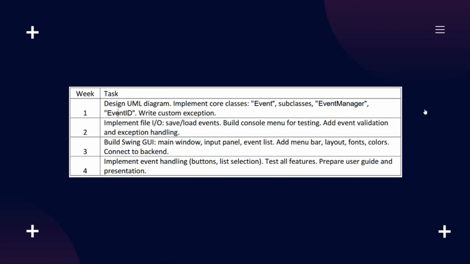For week 3, we developed the full Swing GUI and connected it to our tested backend. And last, week 4, we focused on integration testing and preparation for this demo. This agile approach ensured we had a working product at every stage.